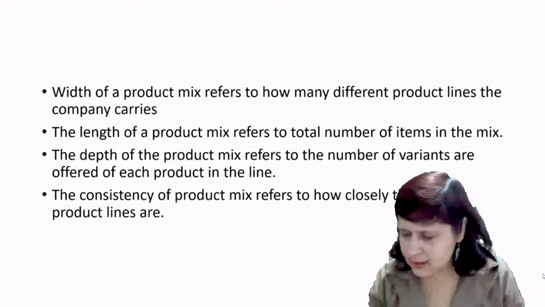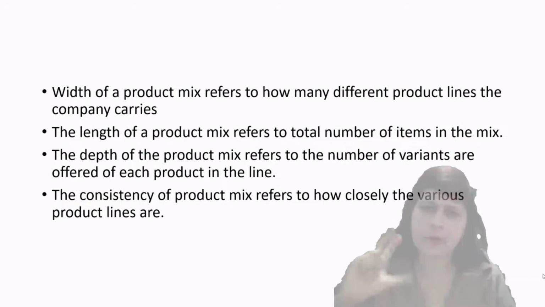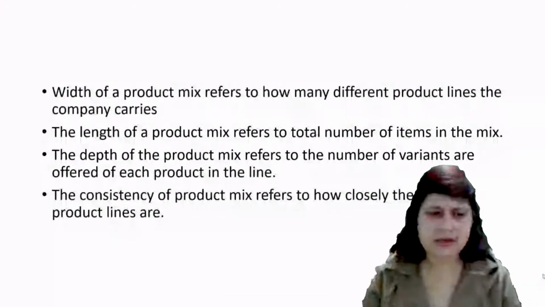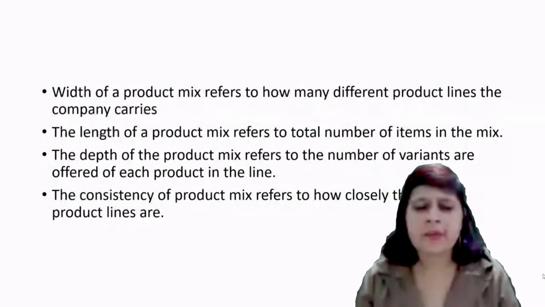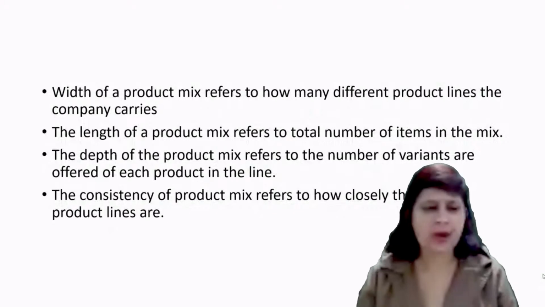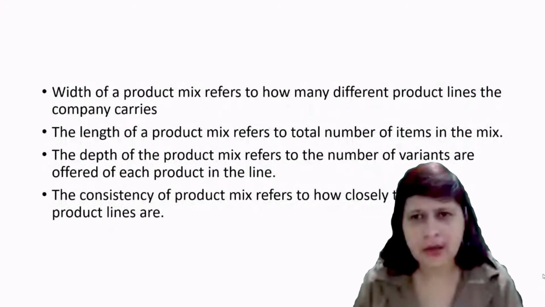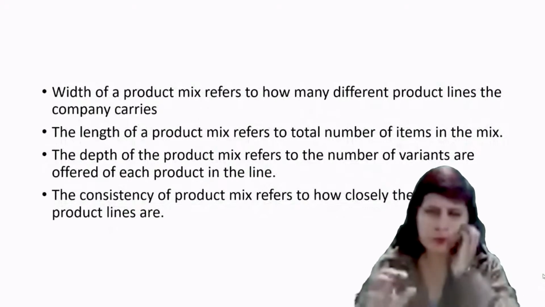It could be short or it could be long, right? So length of the product is the items in the mix. Then the depth of the product mix refers to the number of variants offered in each product in a line, right? Then what is the depth of the product? The number of variants.